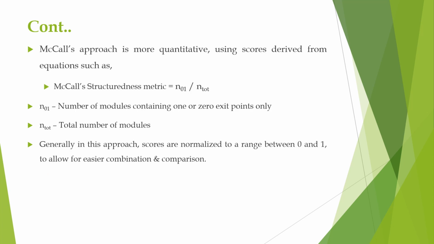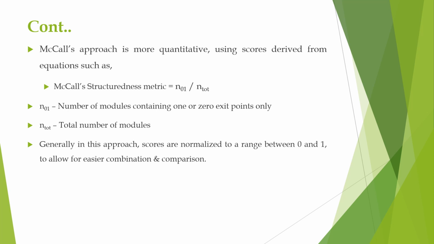Similarly, in McCall's approach, we have methods which are more quantitative. In the previous one, we had yes or no type of questions. Here the McCall model is more quantitative, with numbers in integers. The scores are derived from the following equation. McCall's structuredness metric is calculated with the formula N01 divided by N total. Here N01 means the number of modules containing 1 or 0 exit points only.